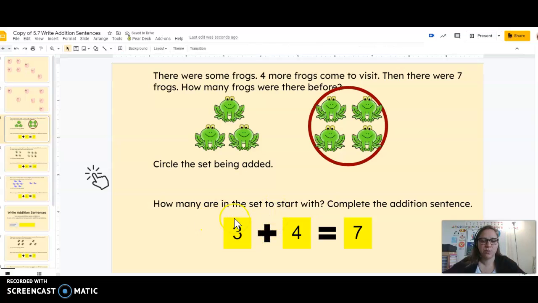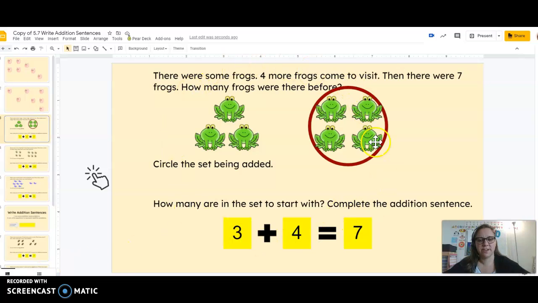Now to check my work, I can think about the numbers and make sure they add up to make 7 frogs. So I have 3, 1, 2, 3, plus 4, 1, 2, 3, 4. When I put those together, I have 1, 2, 3, 4, 5, 6, 7. That means 3 plus 4 equals 7.